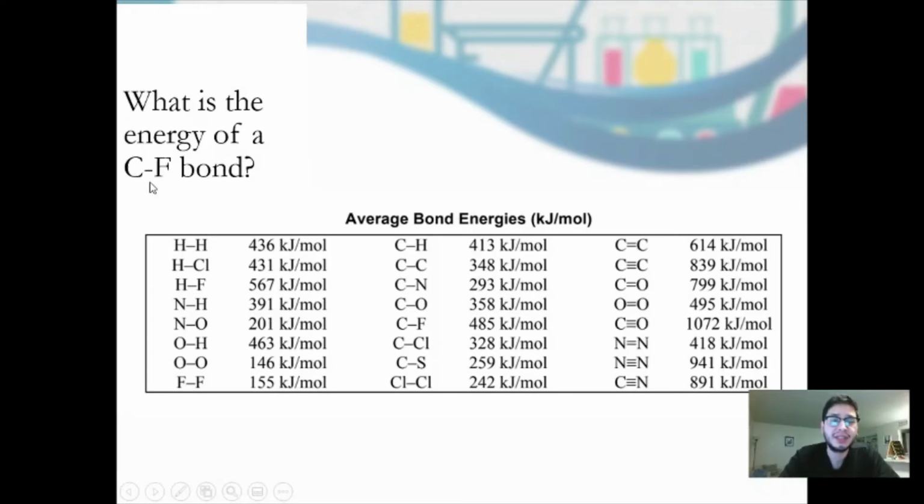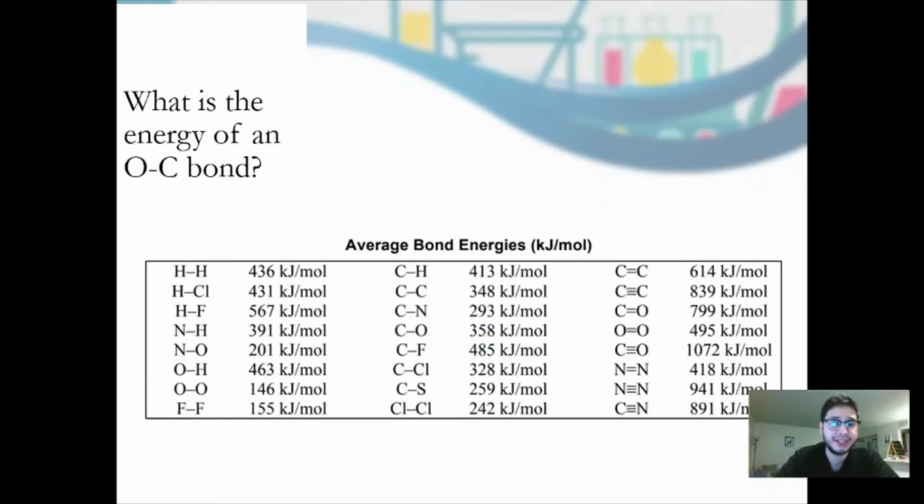The next step is to locate the CF. I look at this column, no CF, look at the second column, and there you go. I found the CF bond, and its average bond energy is about 485 kilojoules per mole. That per mole means that I have 602 sextillion bonds, and all of the energy of those bonds equals 485 kilojoules.